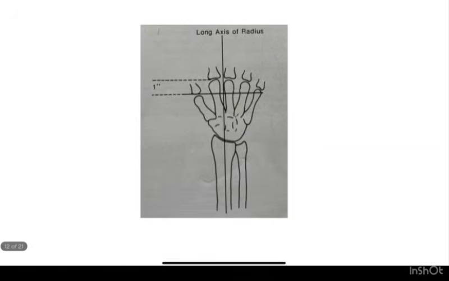For metacarpals, the landmark is 1 inch distal to the head of the second metacarpal. The pin will go through the second and third metacarpals, and it should be perpendicular to the long axis of the radius.